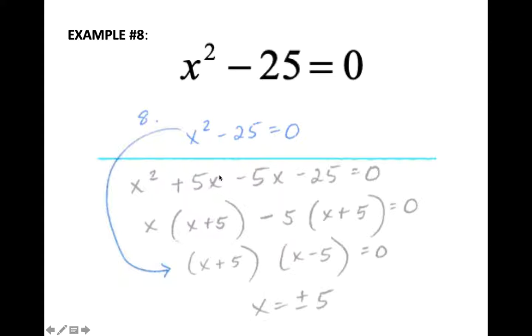Then I pull an x out of these and a negative 5 out of that one, giving me a common factor of x plus 5 and the leftovers of x minus 5. Now, when I examine what I have as my solution right here, I realize that my answer is simply the square root of this, x, and the square root of that, 5 and 5, with a positive and a negative sign. And that is how you solve the difference of squares very quickly. And right here, we know that x is equal to negative 5 and positive 5.